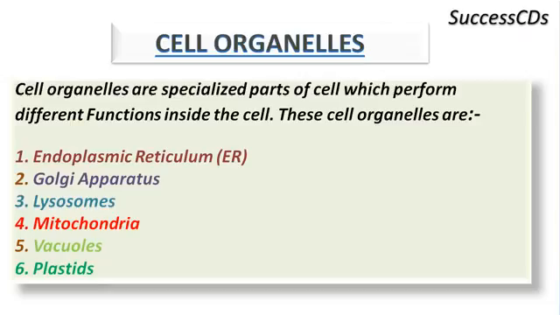Now, what are cell organelles? Cell organelles are specialized parts of cell which perform different functions inside the cell. Now let's see what are these cell organelles. The first one is endoplasmic reticulum, then is the Golgi apparatus, then lysosomes, mitochondria, vacuoles and plastids. Now further we will describe each of them in detail.